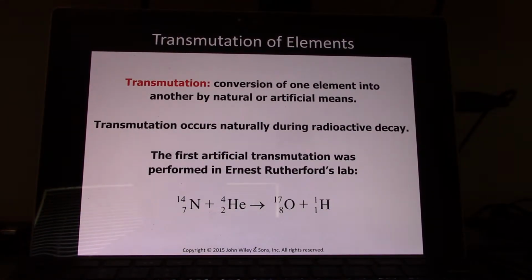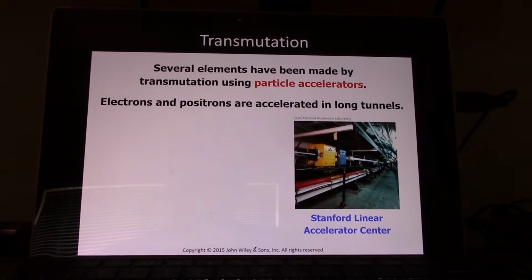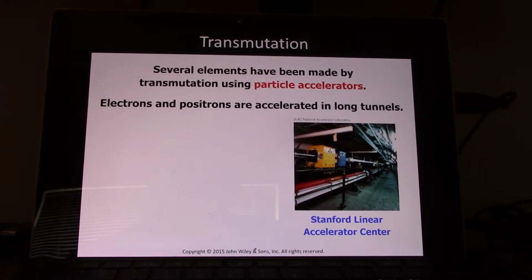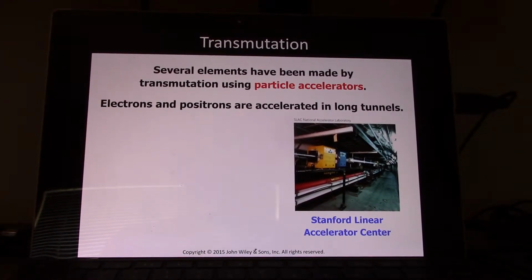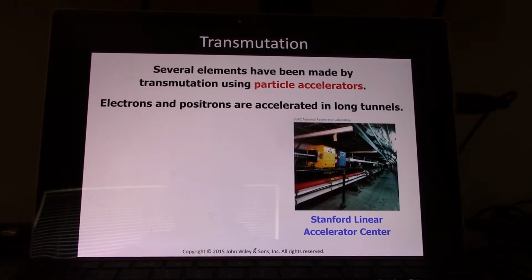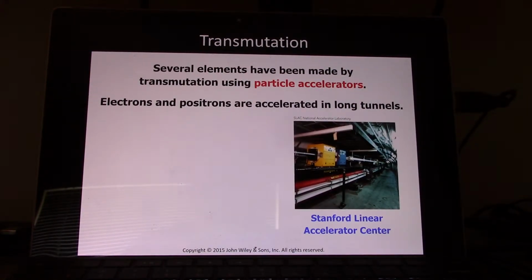The first artificial transmutation occurred in Rutherford's lab, in which nitrogen and helium reacted to form oxygen-17. So anytime you start with one element and end up with a different element, that's transmutation. Several elements have been made by transmutation in particle accelerators. And in a particle accelerator, electrons and positrons are accelerated in long tunnels and build up massive amounts of energy. So when they collide with each other, it's an extremely energetic reaction.